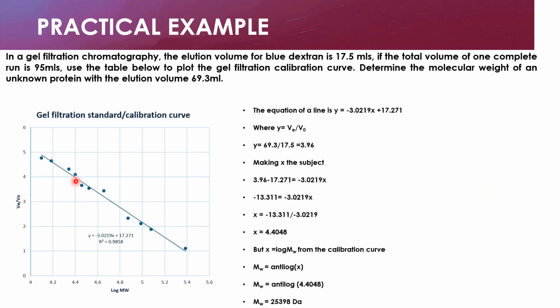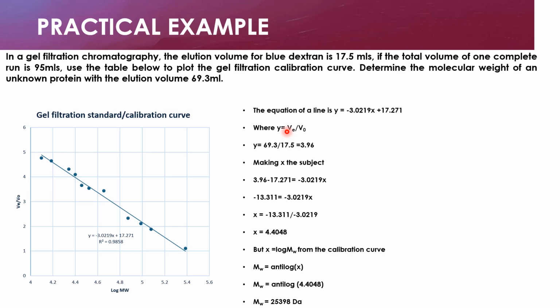Now, let us look at the equation of the line for this calibration curve. The equation is giving us y equals negative 3.0219s plus 17.271. And what you also have to note is that from this calibration curve, our y is equal to the ratio of the elution volume to the void volume, which is VE over V naught. And from the question, we know our void volume to be 17.5 mL and the elution volume to be 69.3 mL for the unknown protein.